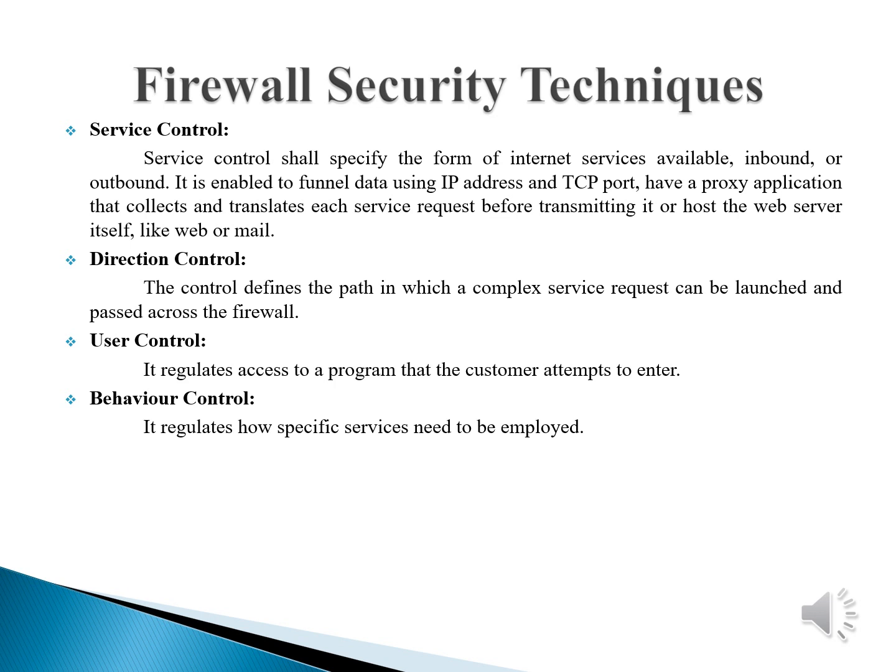Then the second one is direction control. In direction control, it determines the direction in which particular service requests may be initiated and allowed to flow through the firewall. The third one is user control. That is, it controls access to a service according to which user is attempting to access it. And the final one is behavior control. That is, it controls how particular services are used.